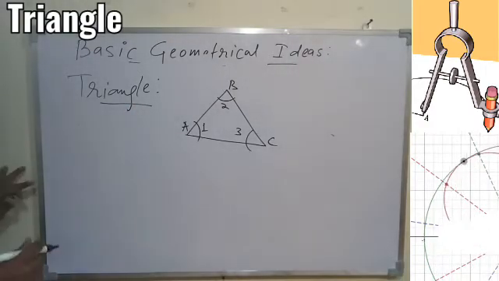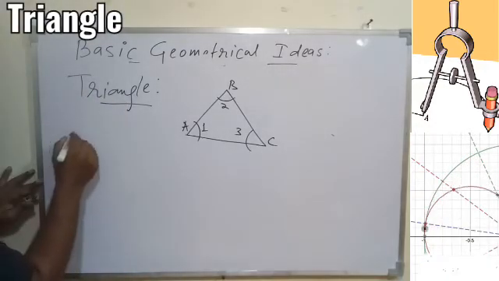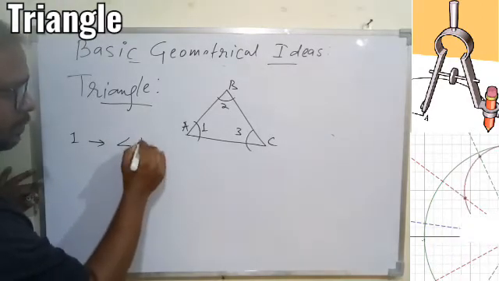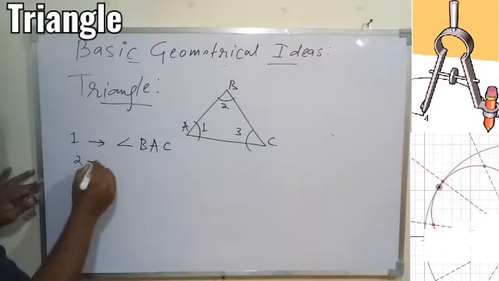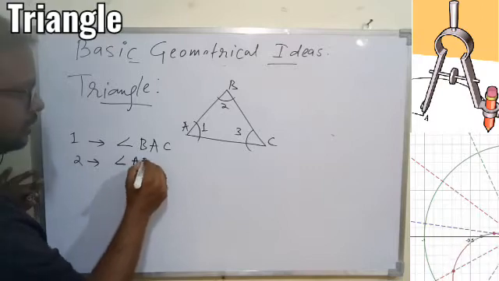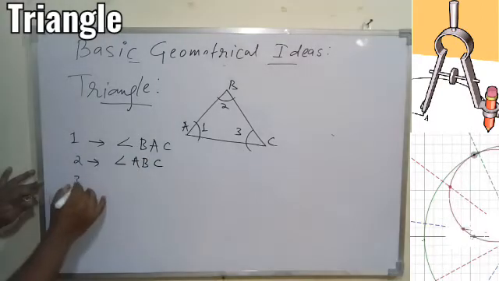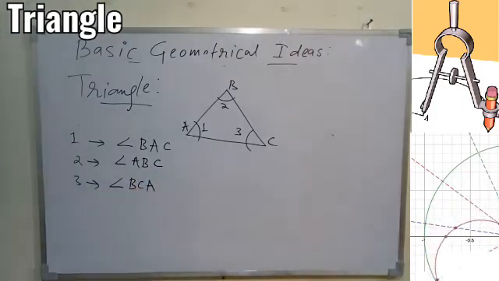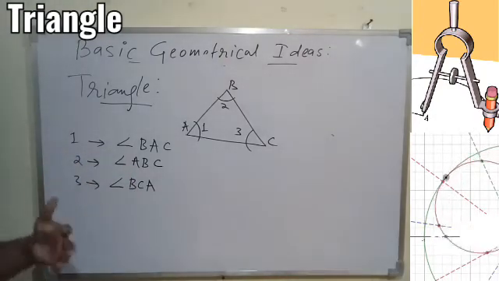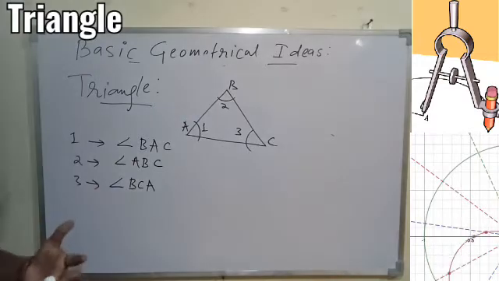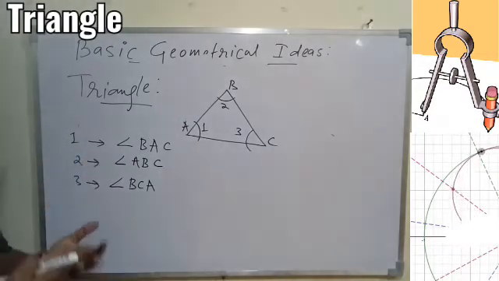So angle 1 is nothing but angle BAC. Angle 2 can be written as angle ABC. Angle 3 can be written as angle BCA. So ABC, BAC, BCA. You are getting 3 different angles in a given triangle ABC. I hope you understood how to write the angle and how to write the triangle, any triangle given to you.